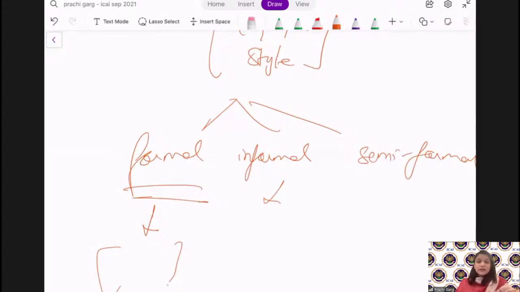Informal is, needless to say, for your family and friends only, okay? With whomsoever you are pretty comfortable with things, okay?